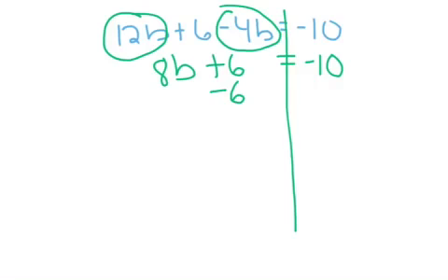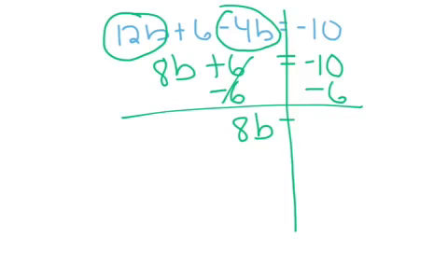So I'm going to subtract 6 from both sides. Those cancel, so I'm left with 8b equals negative 16. The opposite of multiplying by 8 would be dividing both sides by 8. So in this case, b equals negative 2.